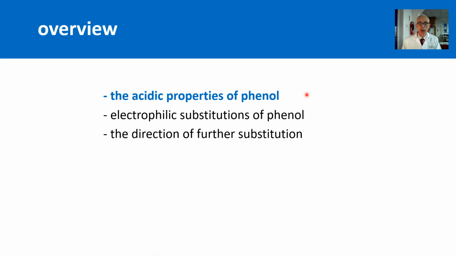So let's start with the acidic properties of phenol. We'll then move on to the electrophilic substitutions and the relative reactivity compared to benzene, and then consider how a substituent on the benzene ring directs the position of second and third substitutions.